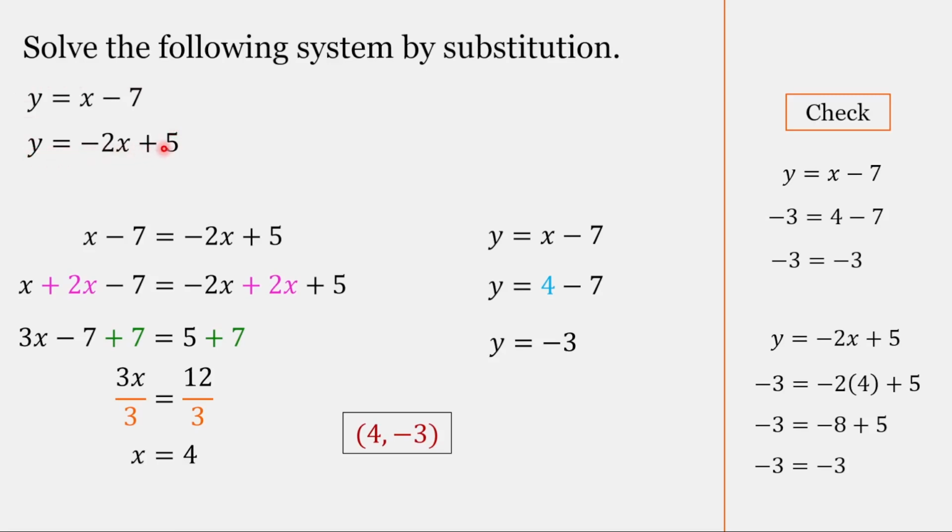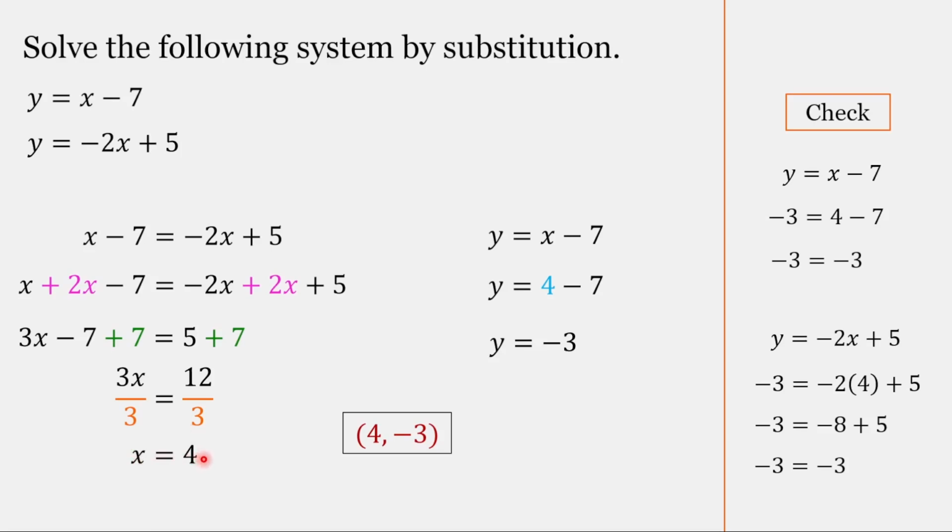So with this first problem, both of the equations were written in slope-intercept form. So in both cases, we have y in terms of x. So substituting x minus 7 from the first equation in for y in the second equation, we get the equation x minus 7 equal to negative 2x plus 5. So we've gone from two equations with two unknown variables down to one equation with one unknown variable. Solving for that variable x, we get x equal to 4.